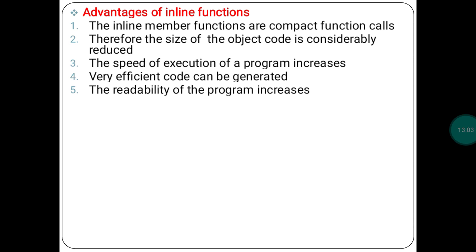The speed of execution of the program increases because of its small code. The program will be executed faster, so speed will increase. Very efficient code can be generated. Since it is a small function, its code will be generated very efficiently. And the last one, the readability of the program increases. It is a simple function, not a complex function. Whatever the code is, it will be in a simple method. Because of that, the readability of the program will increase.